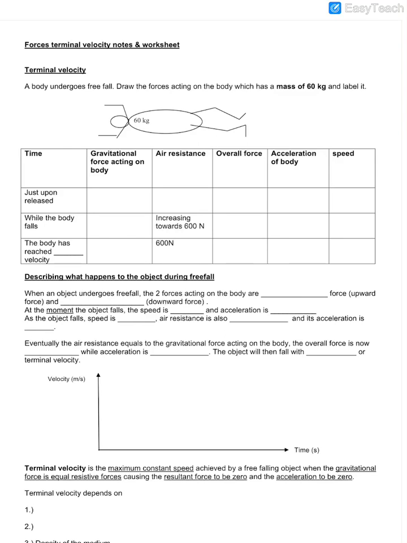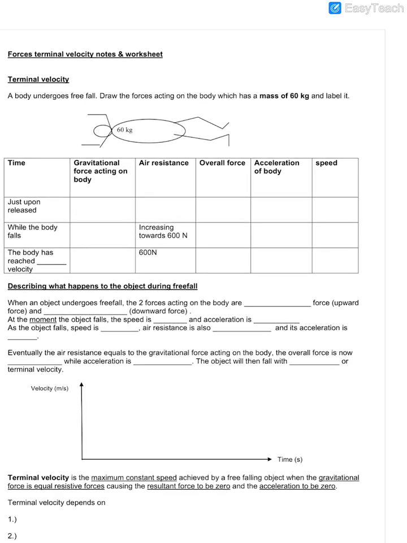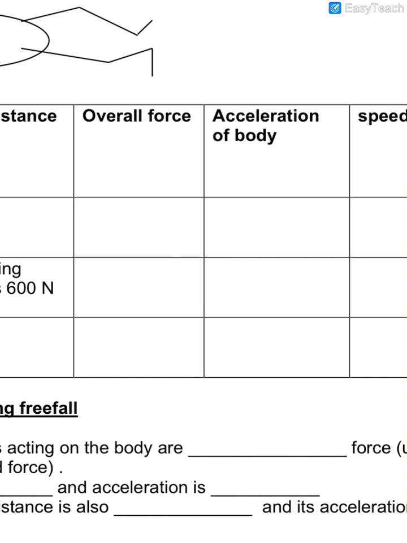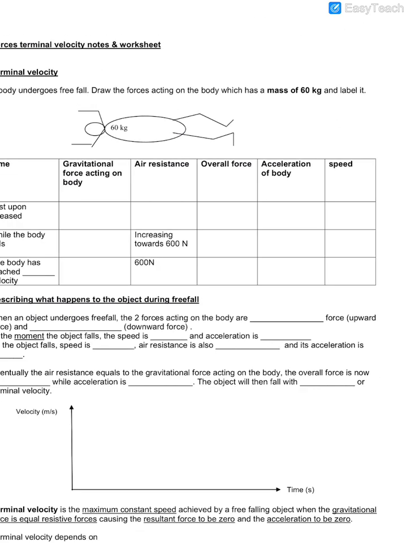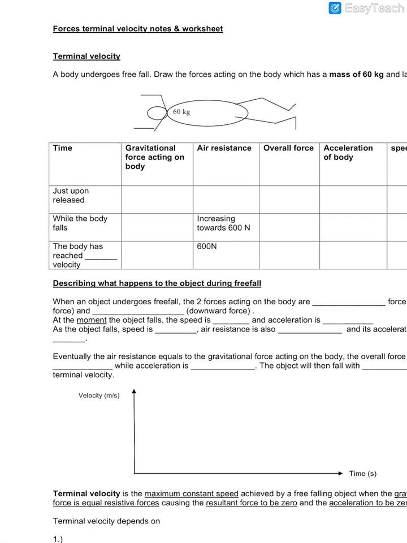Okay, so we fill in this table first. So this guy, mass 60 kg. If I ask you to draw the forces acting on him, what are the forces acting on him? Obviously, the most obvious force is weight. How much is his weight? 600. Yeah, 600, so you write here 600. Air resistance, short form, I just write AR.